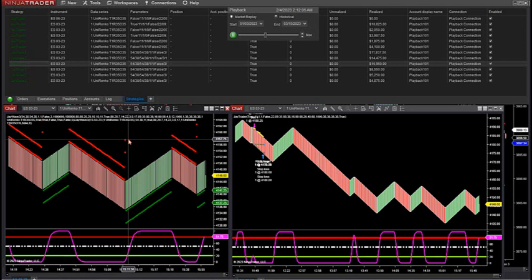I'm not telling you these are the perfect targets, the perfect trails. I'm showing you what works, as standard settings to get you going.